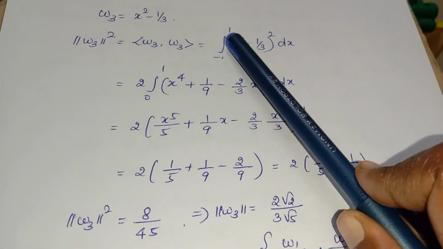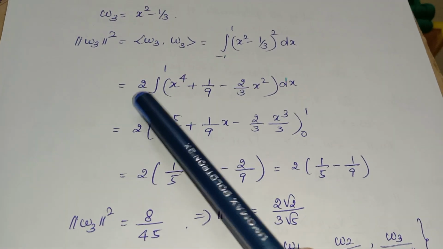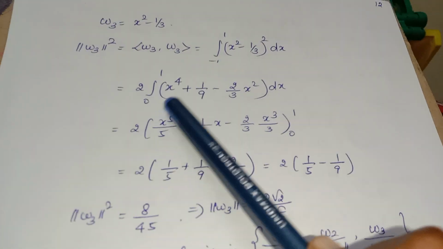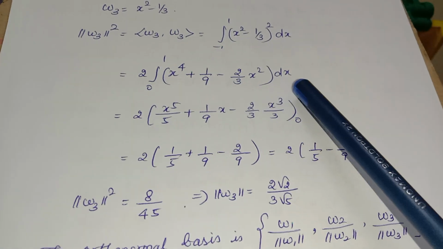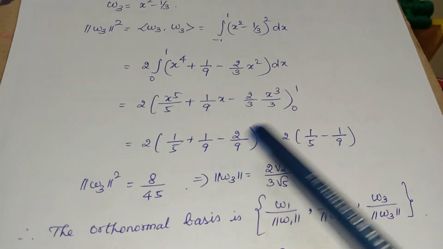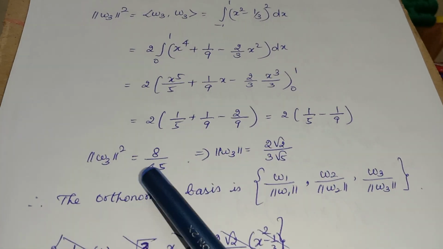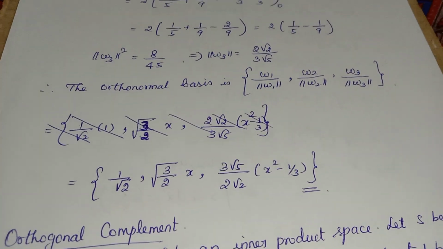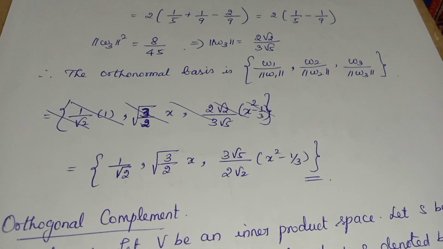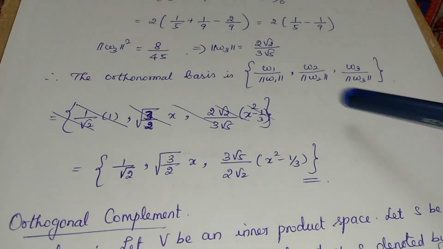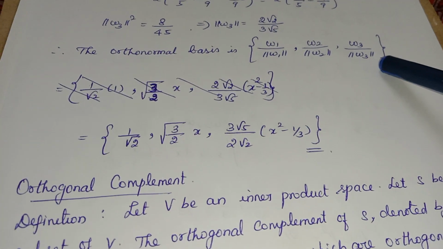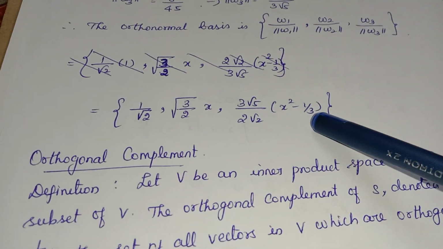So instead of minus 1 to 1, I am replacing it as 2 times the integral from 0 to 1. Expand this. This is x power 4 plus 1 by 9 minus 2 by 3 x square into dx. So integrate and simplify. I am getting norm W3 square equal to 8 by 45, or simply norm W3 equal to 2 root 2 by 3 root 5. So the orthonormal basis is given by W1 by norm W1, W2 by norm W2, W3 by norm W3. So this is the final solution.